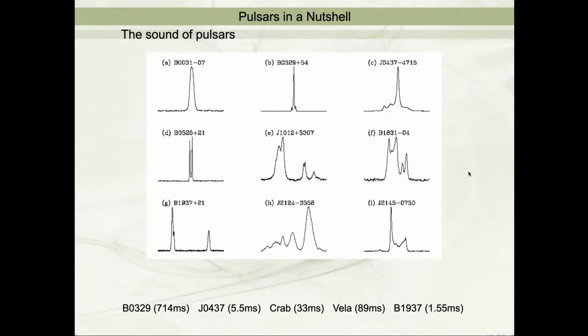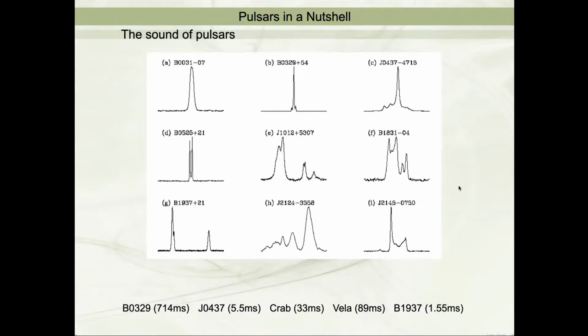And each one of them will therefore sound different, right? If you were to take that stream of data and convert it into a sound, it can sound something like this, which would be a fairly slow one. Then this one would be one that's faster, the second one, 0437. This one's 5.5 milliseconds, and that's the shape of the pulse of that pulsar.